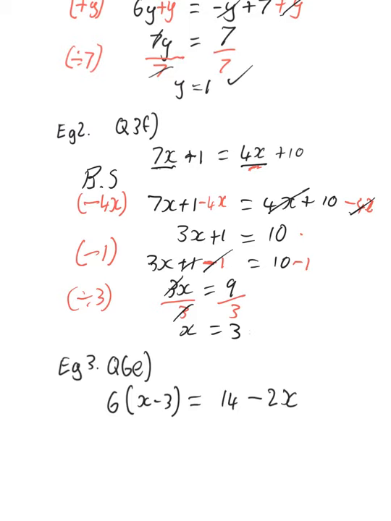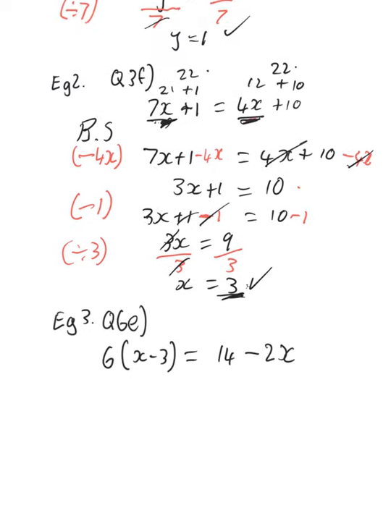Go back up here. 7 times 3 is 21, plus 1 is 22. 4 times 3 is 12, plus 10 is 22. So we know that the equation is true when we substitute in the value x equals 3. That's the only number that you can substitute in that will make the equation correct. So we can tick ourselves off for that one.